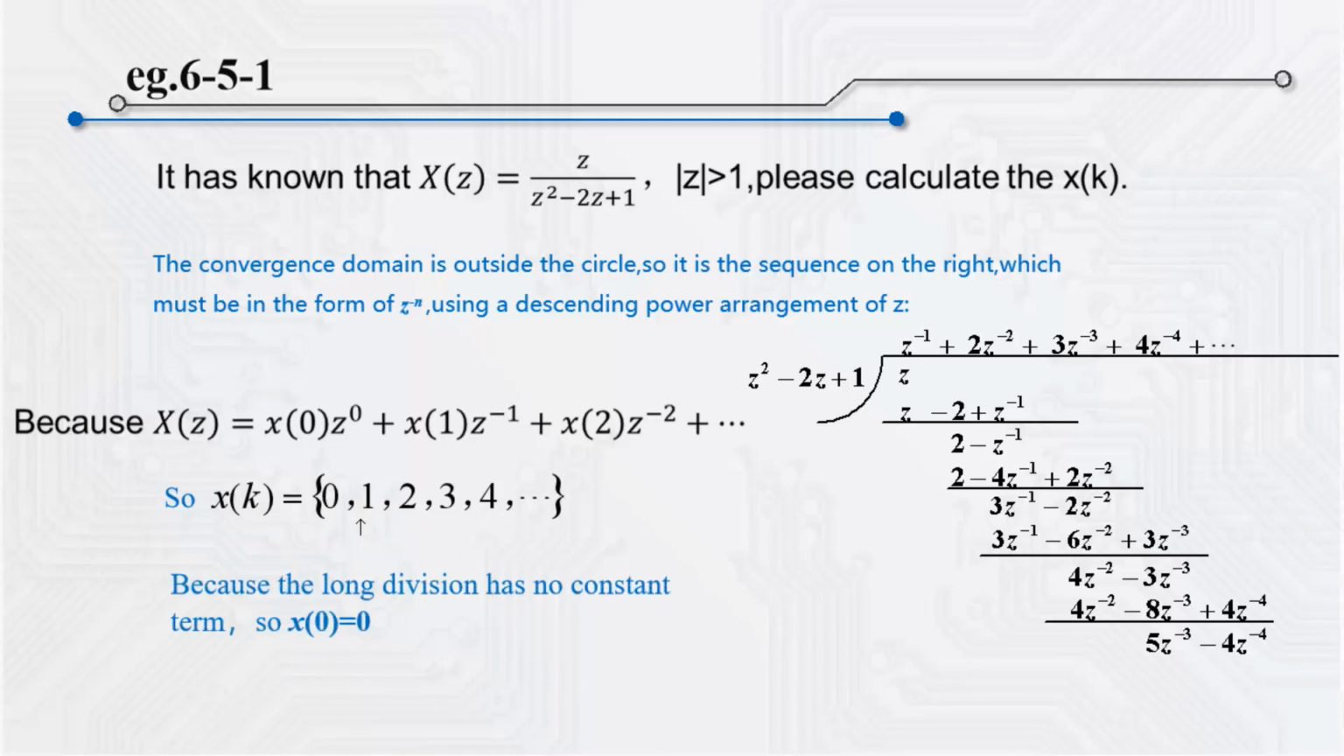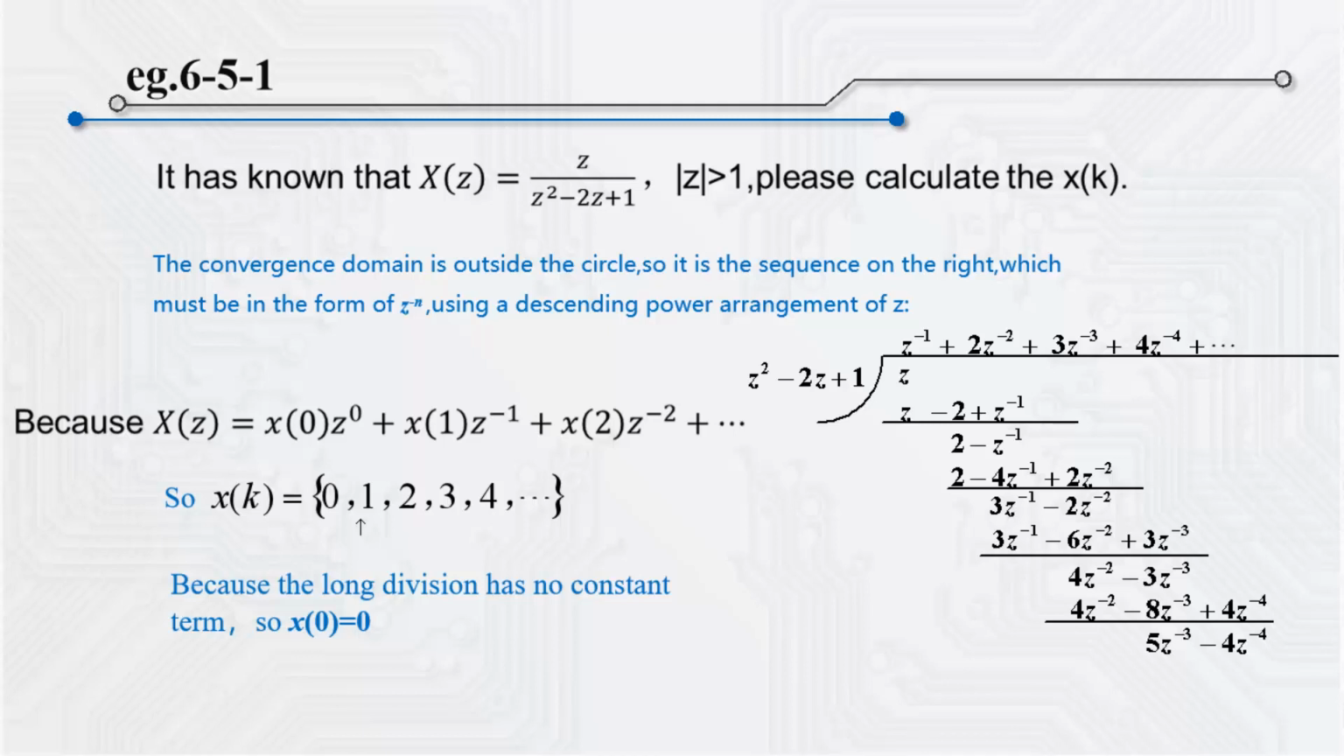Then let's look at a specific example. The expression of a sequence's Z transformation is known as X of Z. The modulus of the convergence domain is greater than 1. Find the original sequence x of k. First, we analyze its convergence domain, which is outside the circle. That means it is the form of a sequence on the right.